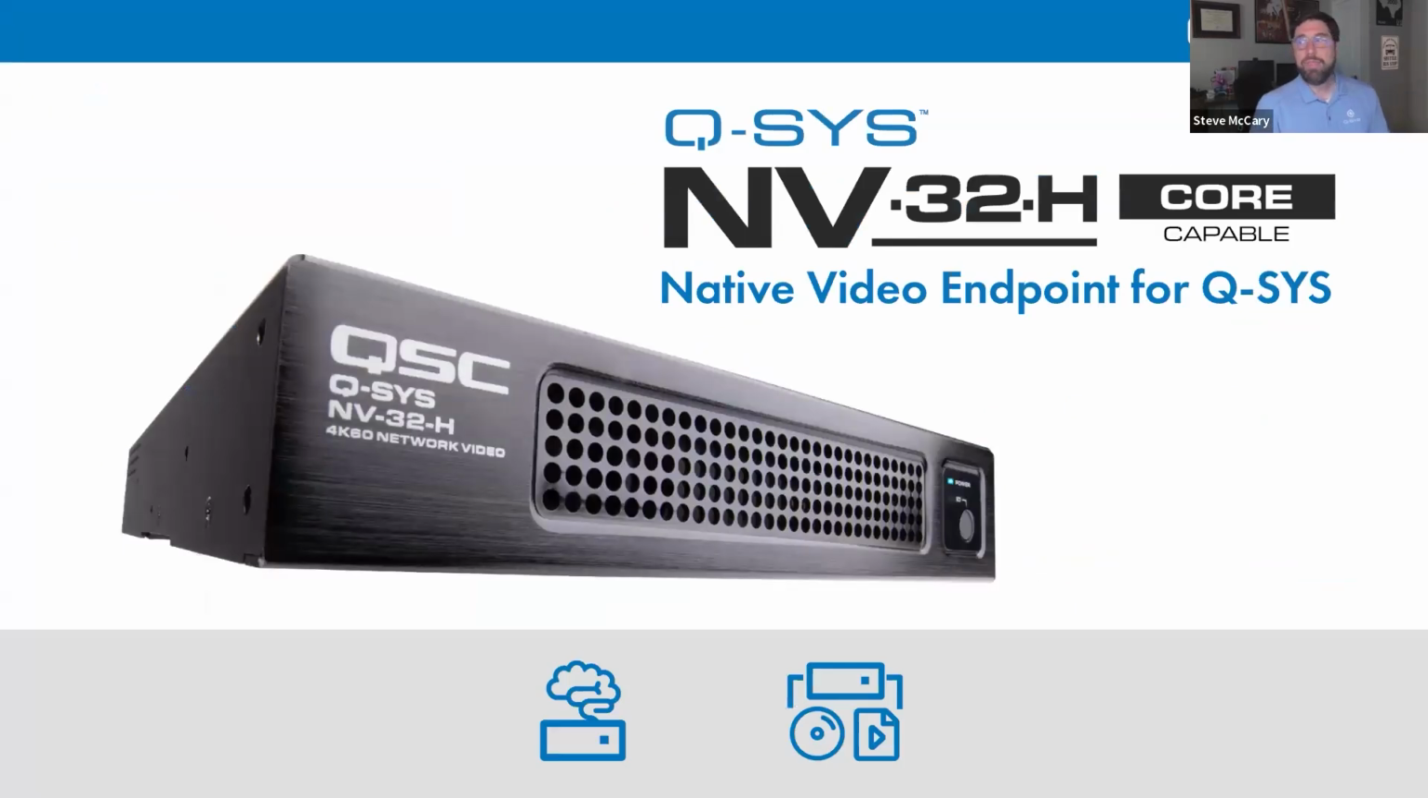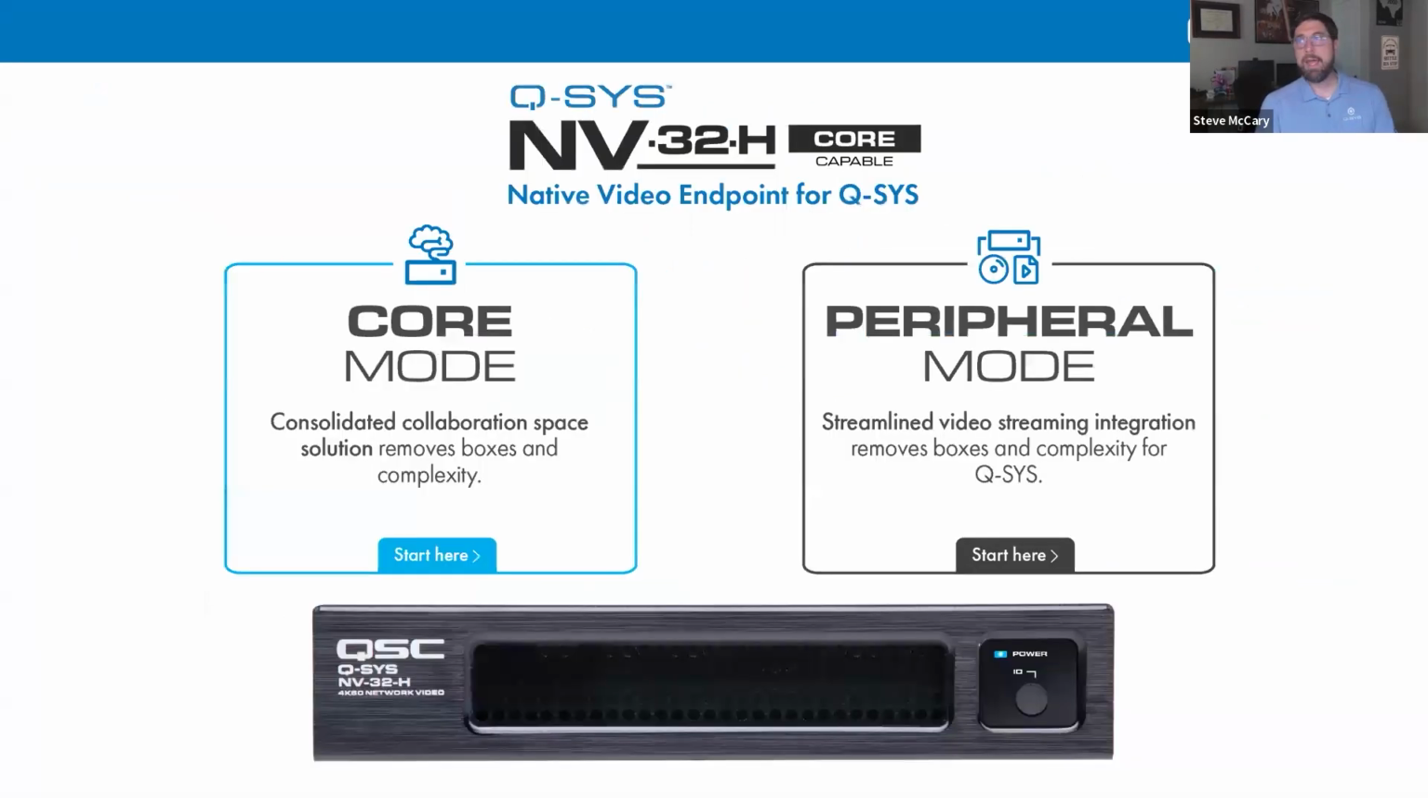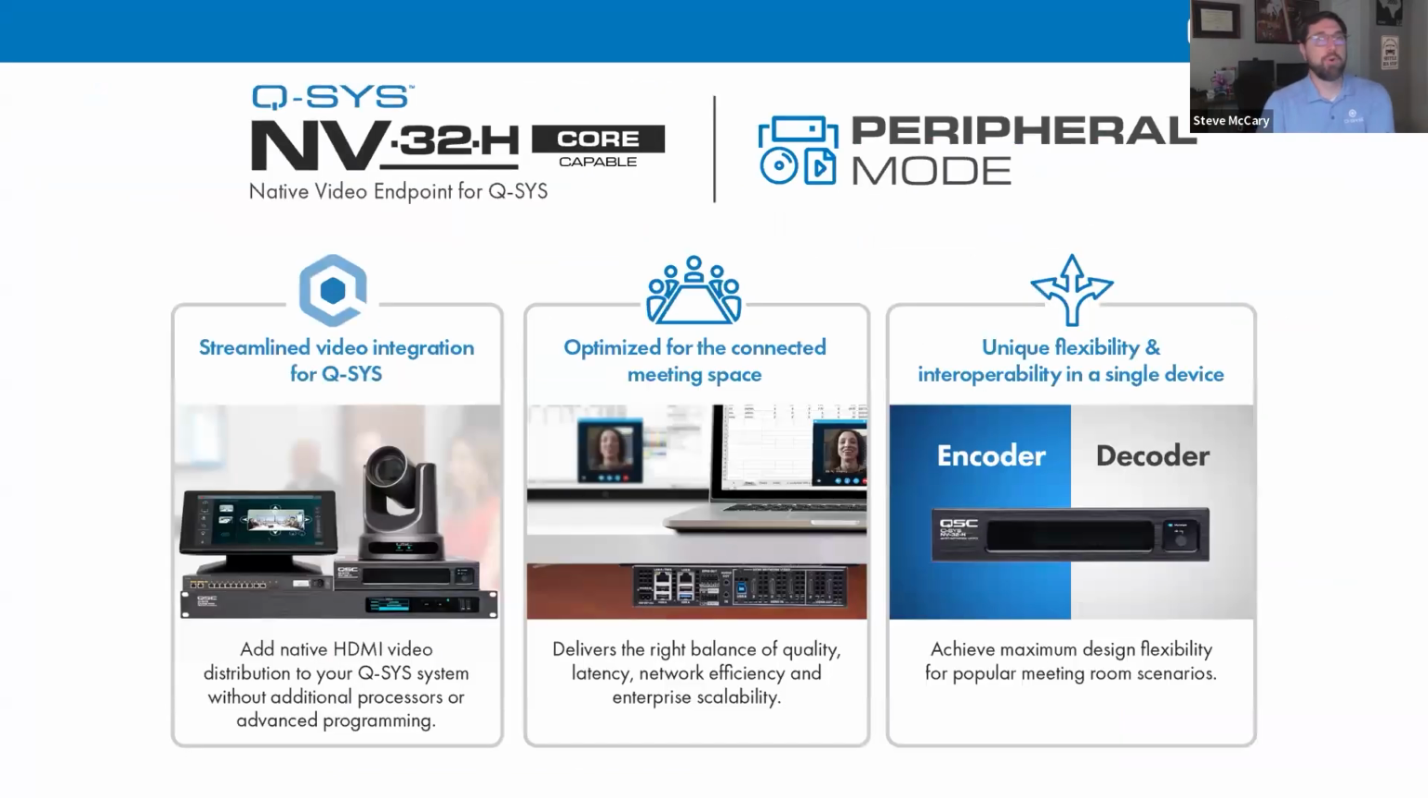But we want to start with the NV32. The NV32 was our first video offering, and it has two modes that it operates in: core mode and peripheral mode. We're going to start by looking at peripheral mode. This is where the NV32 can be either just an encoder or a decoder.